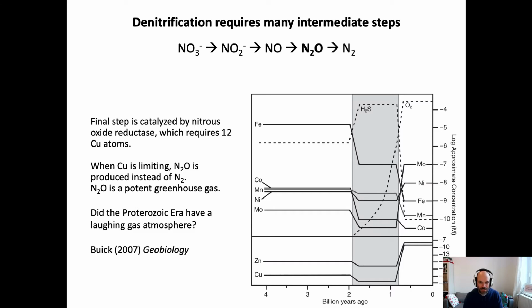And when copper is limiting, so if you grow these denitrifying bacteria in conditions where there's not much copper, then they can't do this final step because they need so much copper for this enzyme. And they stop at nitrous oxide. They don't make N2. And that's pretty important because nitrous oxide is a very powerful greenhouse gas. So if we produce more nitrous oxide into our atmosphere instead of N2, then the Earth will get warmer because nitrous oxide is a good greenhouse gas and N2 is not. So it's important to understand this process, if only for that reason.